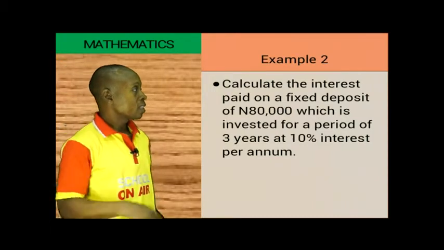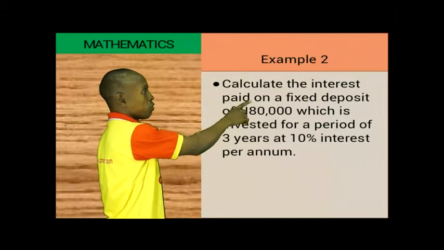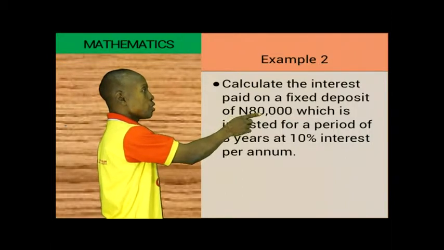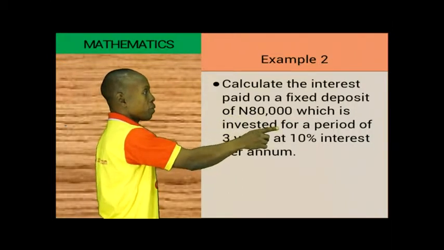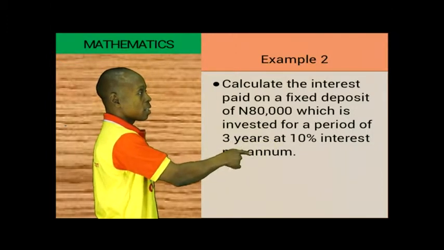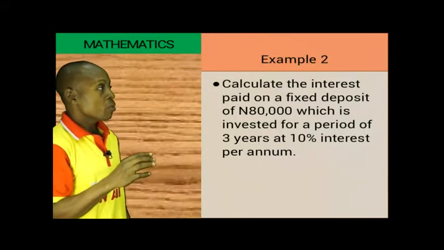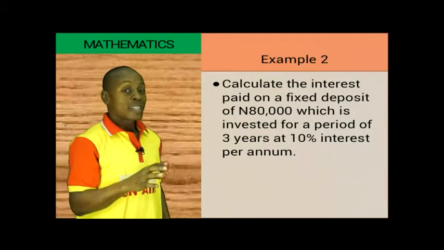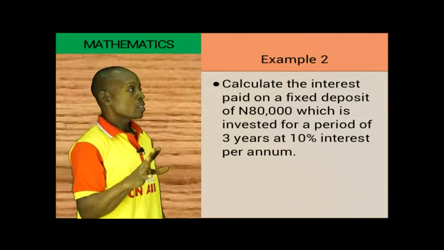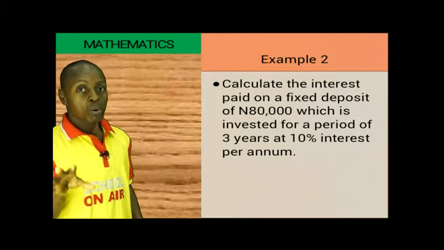In example 2, we are asked to calculate the interest paid on a fixed deposit of 80,000 naira, which is invested for a period of 3 years at 10% interest per annum. So in this case, we are asked to calculate the interest. And this is a fixed deposit. Those who save money in the bank have different types of accounts. There's what we call the fixed deposit.